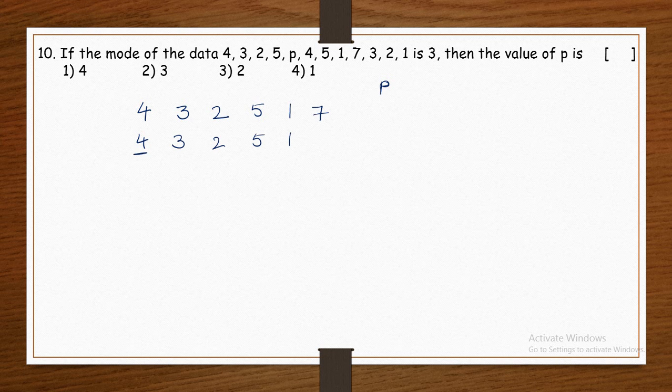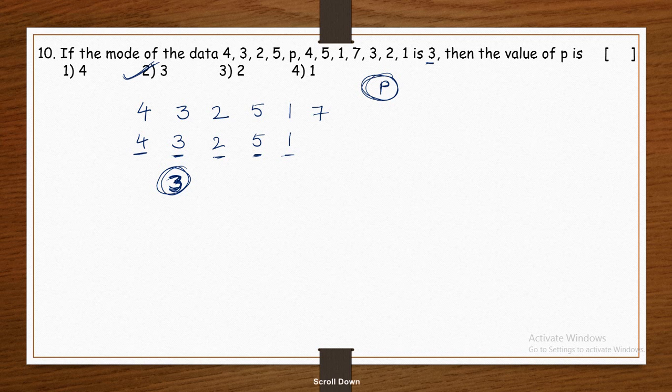Now 4 is repeated 2 times, 3 is repeated 2 times, 2 is repeated 2 times, 5 is repeated 2 times, 1 is repeated 2 times. That means this is multimodal data, right? But what he is saying is the mode of the data is 3. So how can this data become 3 when you have one more 3 present here? When you have 3 3s, then I can say it has mode 3. That means whatever the p is, that p should be 3. Hence the value of p is 3. So the answer is 3.